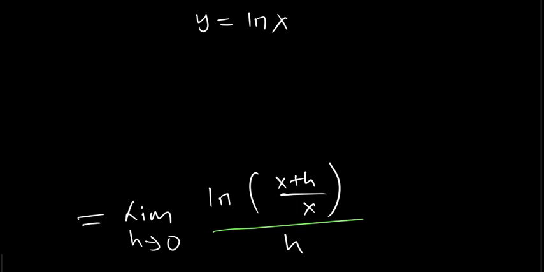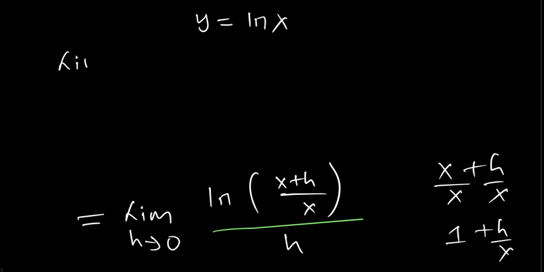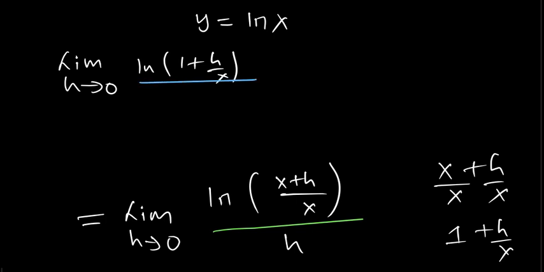At this point we can divide by the x throughout. So x plus h can be divided by x throughout since it's a common denominator. For the first part you're going to have 1 and then plus h over x. So you have the limit as h approaches 0, and then you have natural log of 1 plus h over x. Okay, this is all being divided by h on the bottom.